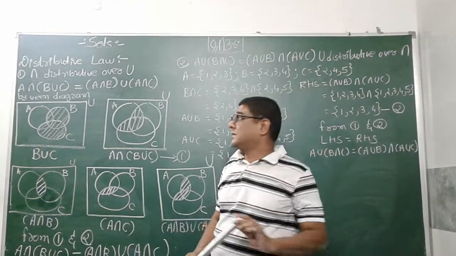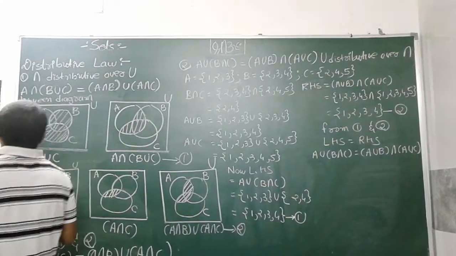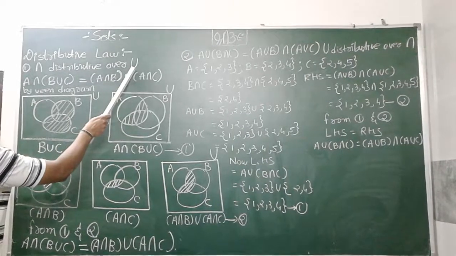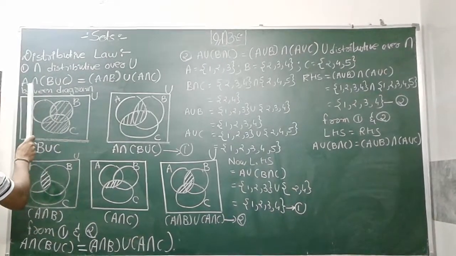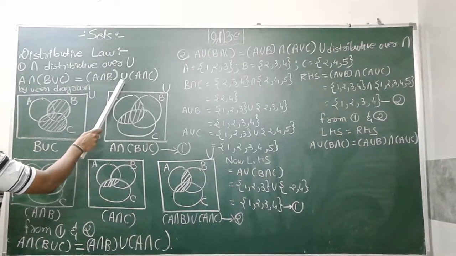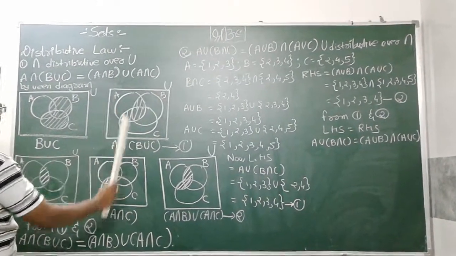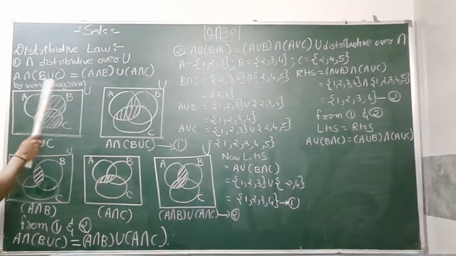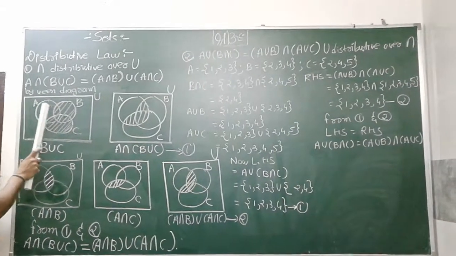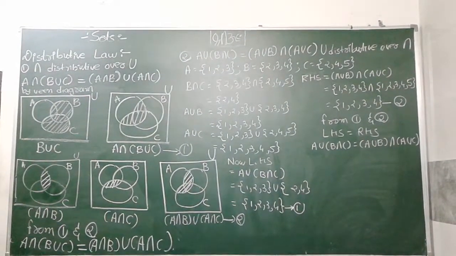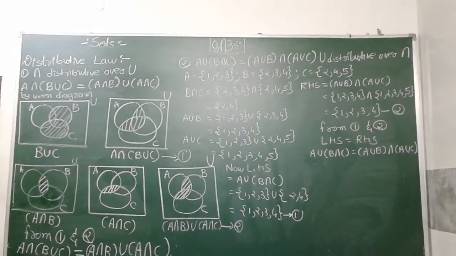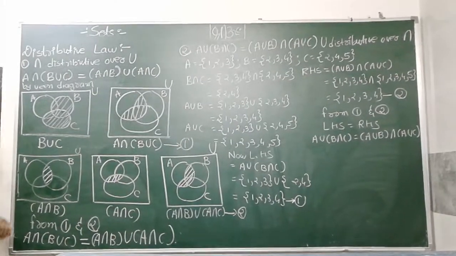So there are two distributive properties. First, intersection distributive over union. So A intersection (B union C) is equal to (A intersection B) union (A intersection C). The rectangular portion indicates the universal set in all diagrams, and the circles indicate the different sets A, B, C. Now here three sets are given, and the diagram must be like that.